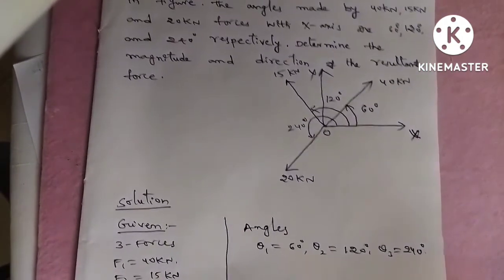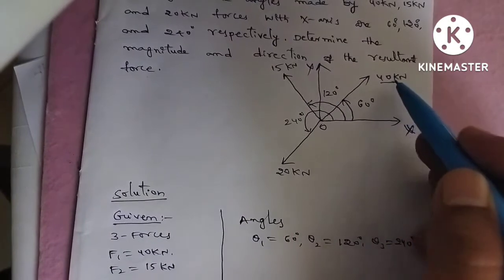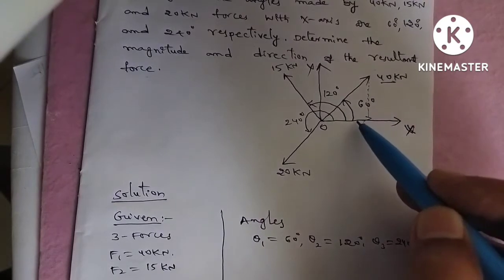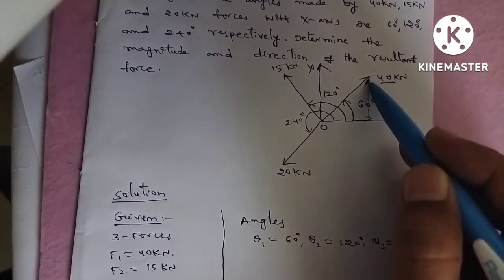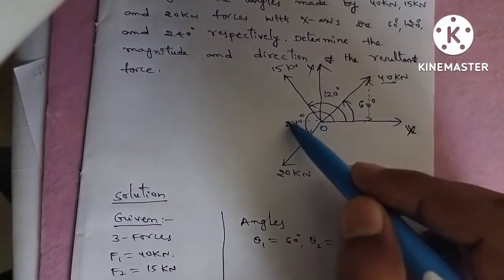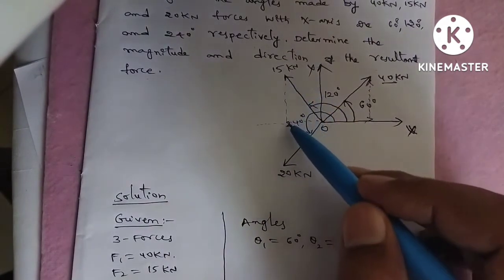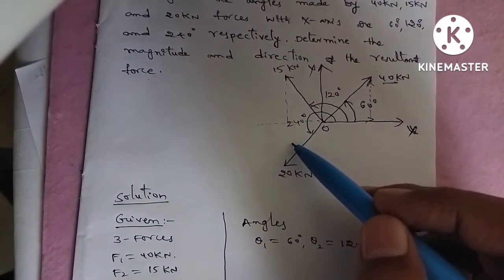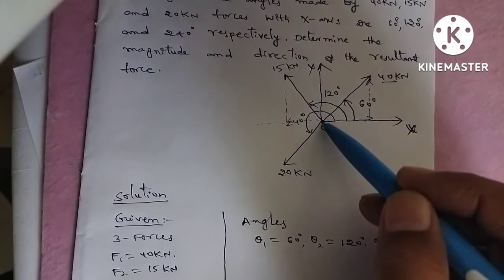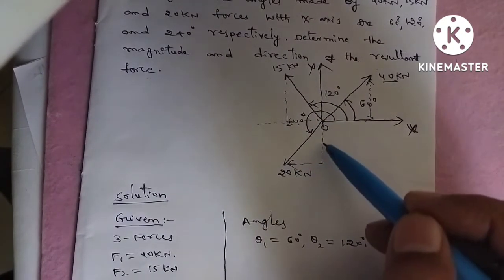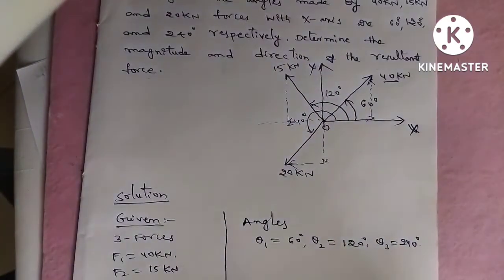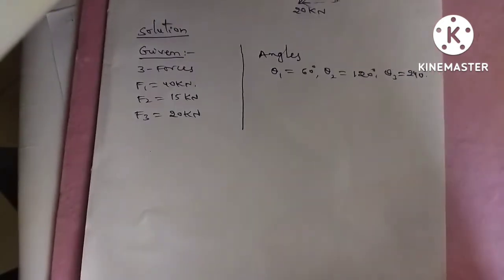For that we have to resolve each force along the x and y axes. Okay, now we'll see one by one. For 40 kilonewtons, I am resolving it into one component along the x-axis and one component along the y-axis. The x-axis component is cos, the y-axis is sine. Similarly, 15 kilonewton also along x and y, and also for 20 kilonewton. After resolving these three forces along x and y directions, we have to sum all the x-axis and y-axis components to get the resultant of all these three forces.